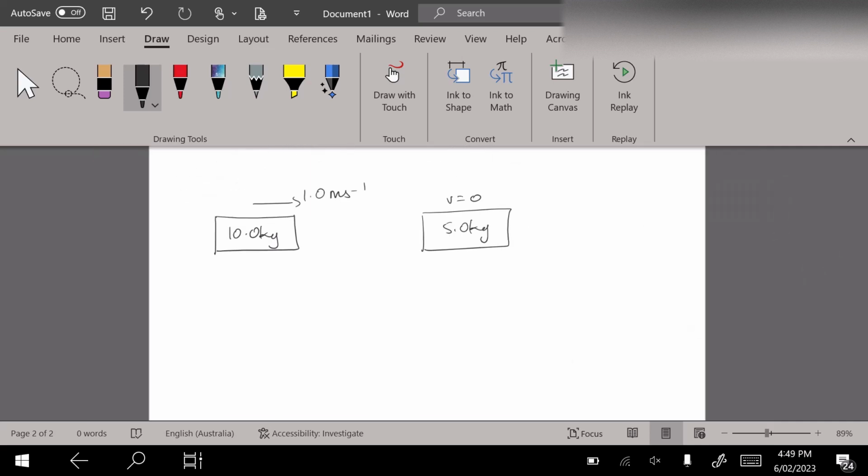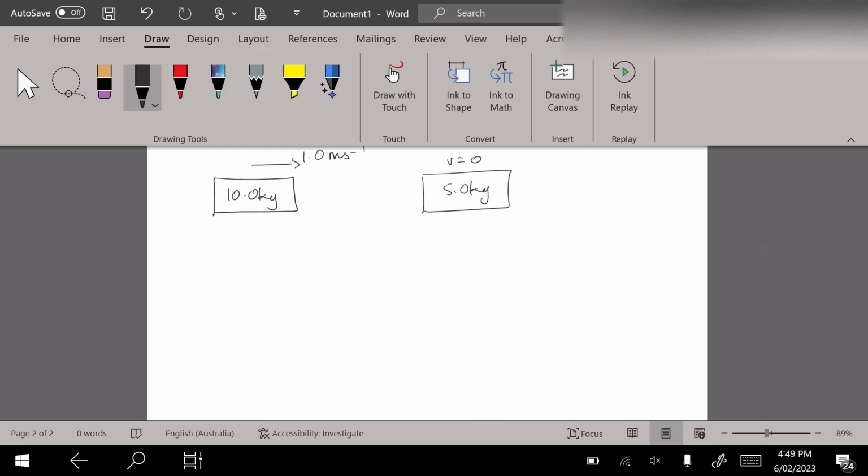After they collide, I'm trying to zoom out here. There we go. Thanks, Microsoft Word.